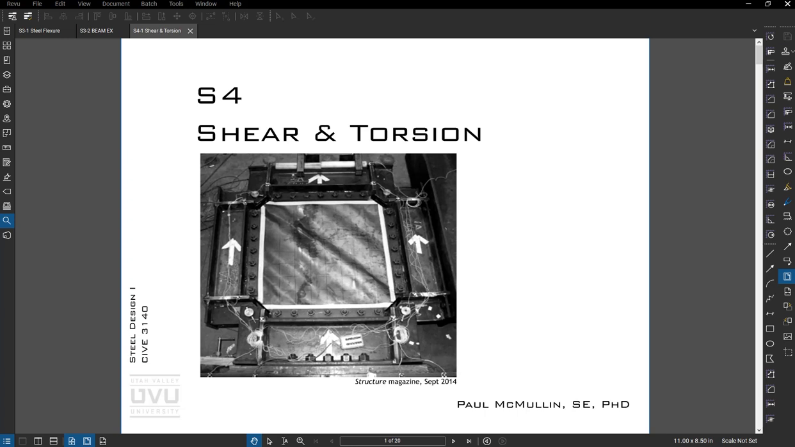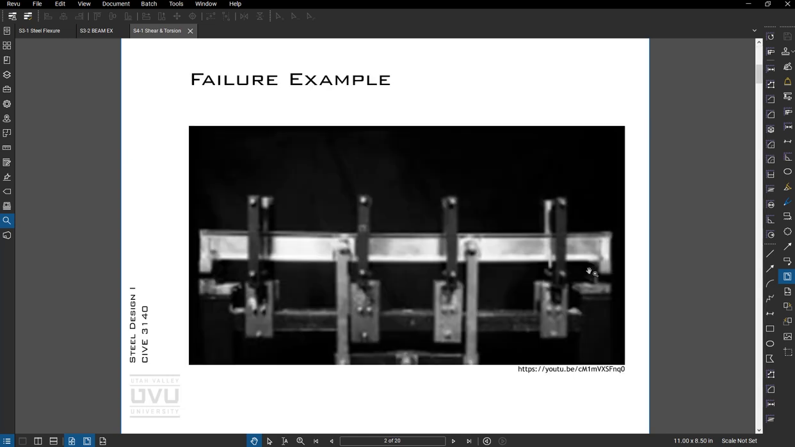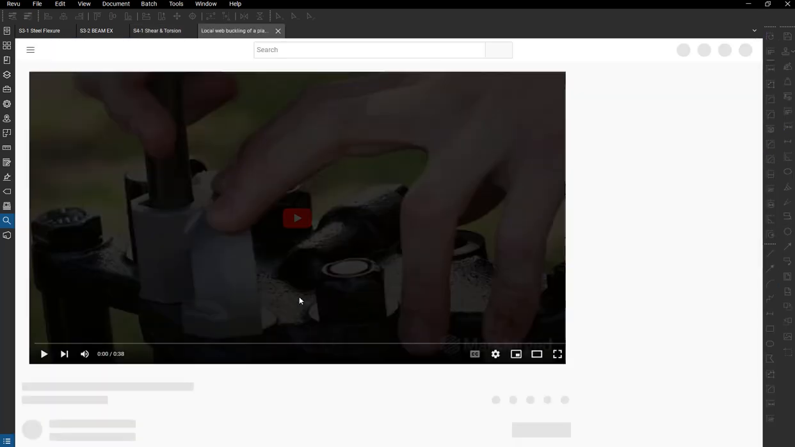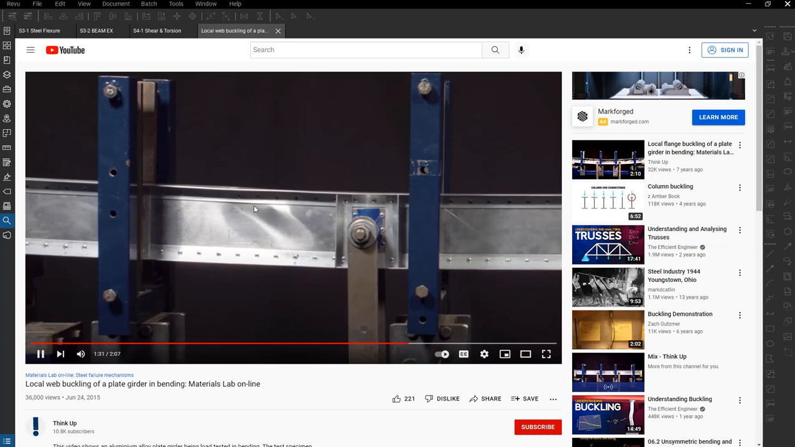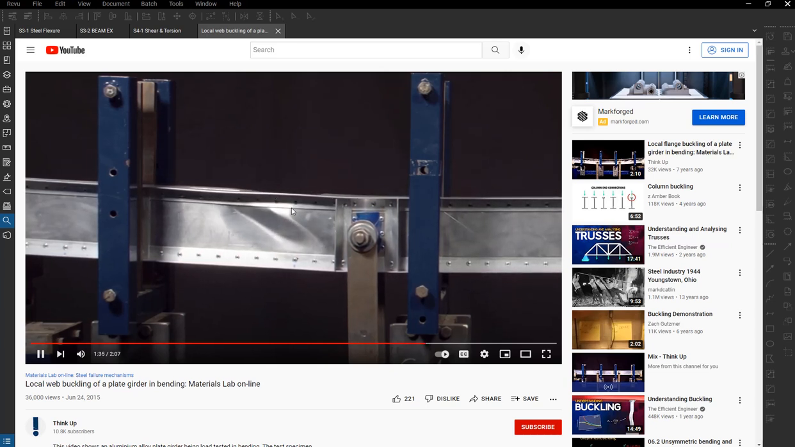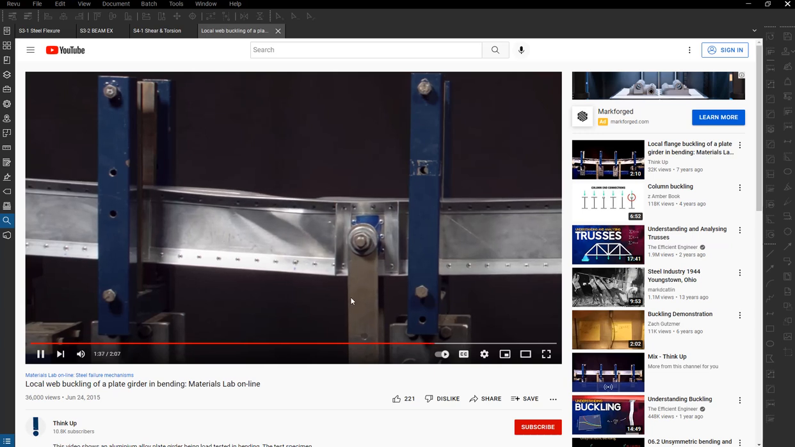Okay, moving on to torsion and shear, mostly shear. Torsion follows similar principles. There's a link here to a video that's worth checking out. Maybe I'll pull it up to a good spot. Okay, so you can see here this tension-filled action developing. That's kind of the key of what I want you to get from these videos.